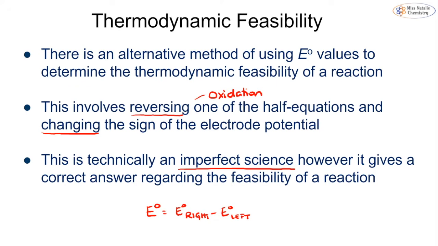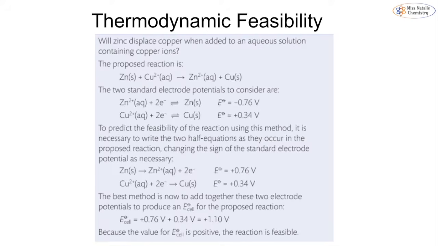So remember, for a feasibility question, you cannot rely on the reactants, just on the values; you have to look at the reactants and products. If we take that first reaction that we looked at, what we would do is, rather than having our negative 0.76 for the zinc like we did here, we reverse this reaction and this becomes positive, and then we add the two together. So in the way that we would normally do, we would subtract the right minus the left. This time we change the sign of one and we add them together. As I said, we do get the same answer, but it is an imperfect science, so I would avoid doing this in an exam.